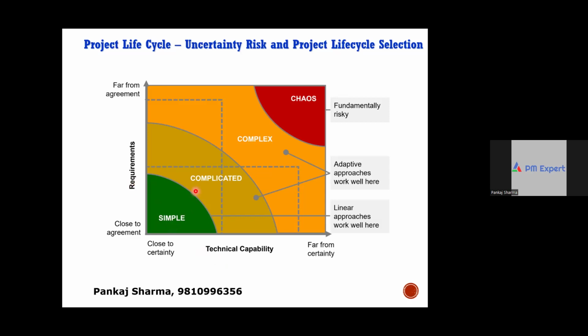Now, what are complicated and complex projects? See, in complicated projects, the requirement uncertainty or technology uncertainty is pretty high. There may be multiple ways of doing the project, but you have to figure out the best way of doing it based on your constraints and your scenarios. Are you getting my point?